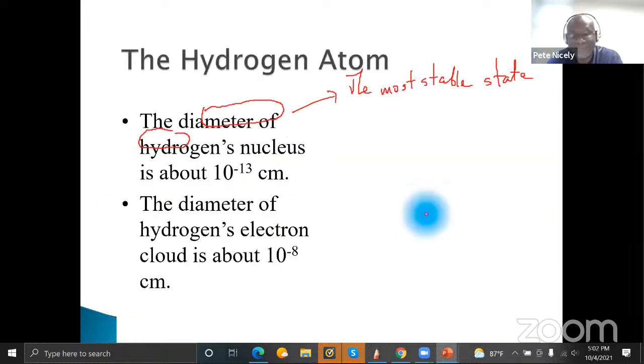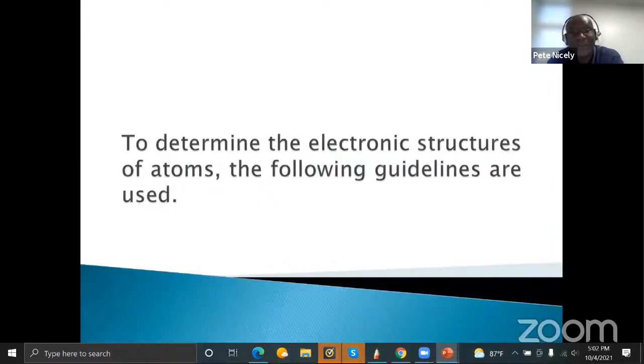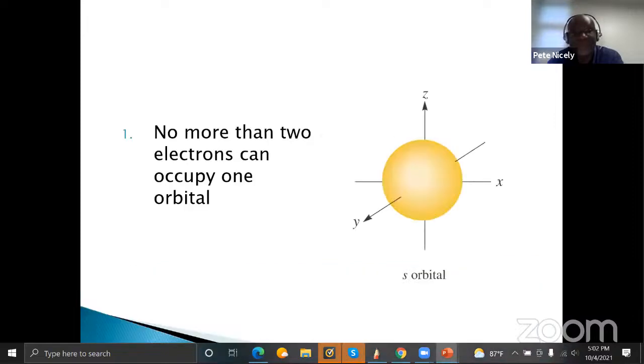Okay, so that's just some general information concerning the hydrogen atom. So what we're going to look at now, and I think this is the last thing we're going to discuss in this chapter. Well, actually, for today, I don't think we'll be finished with this chapter yet. We're going to talk about the atomic structure of the first 18 elements of the periodic table, right? So basically, we're going to start with hydrogen and end with argon. And what we're going to look at is how the electrons are arranged in the orbitals in these particular elements, all right? Now, in order for us to understand that, there are certain guidelines that we have to follow in order to determine how the electrons will be distributed, right?